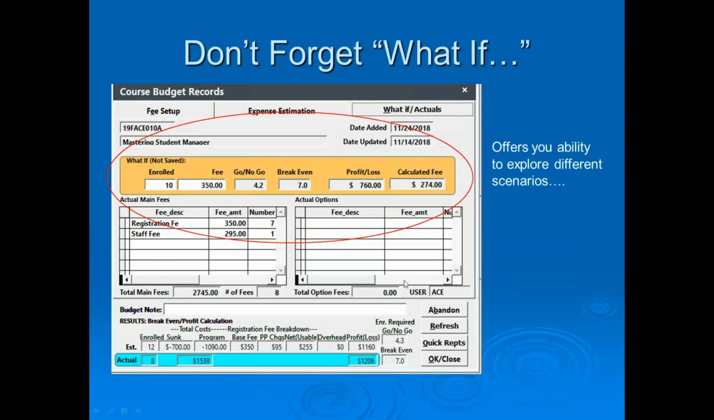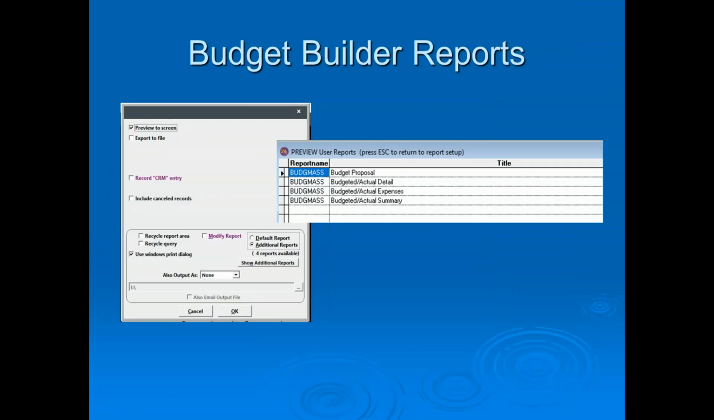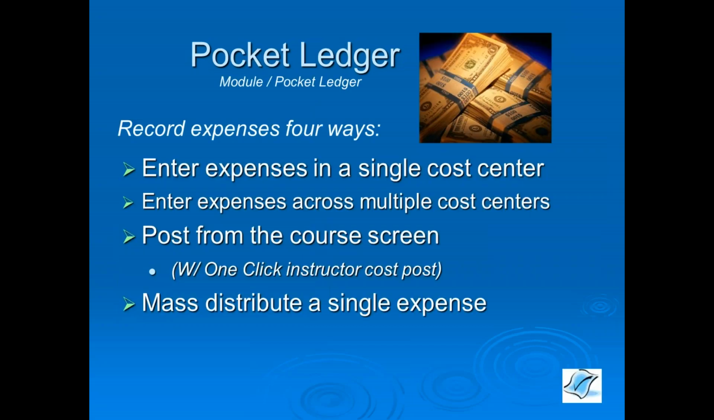Again, we played with that what if scenario. Budget Builder reports, again, the biggest benefit of Budget Builder is obviously it's before you go to print, where you get that dollar amount that you're going to charge for this course and have it be somewhat realistic. Pocket Ledger, we're going to pivot now to the other side of that. Pocket Ledger is a skunkworks way of reporting expenses.